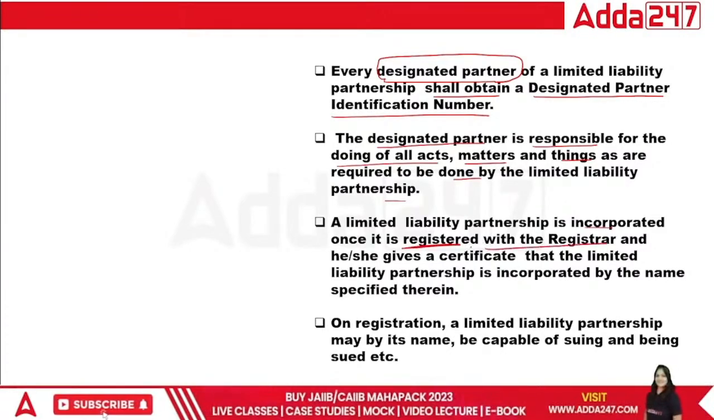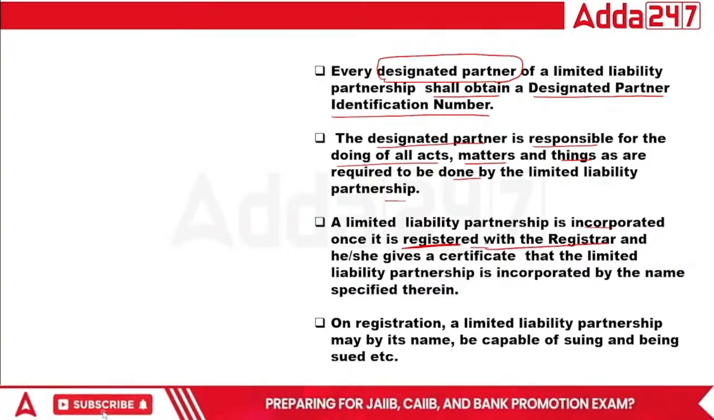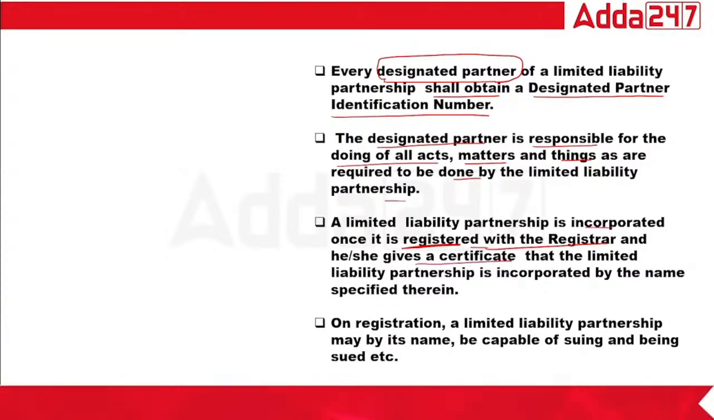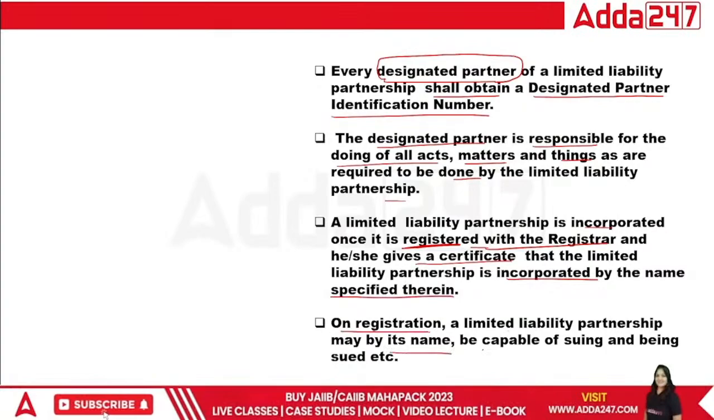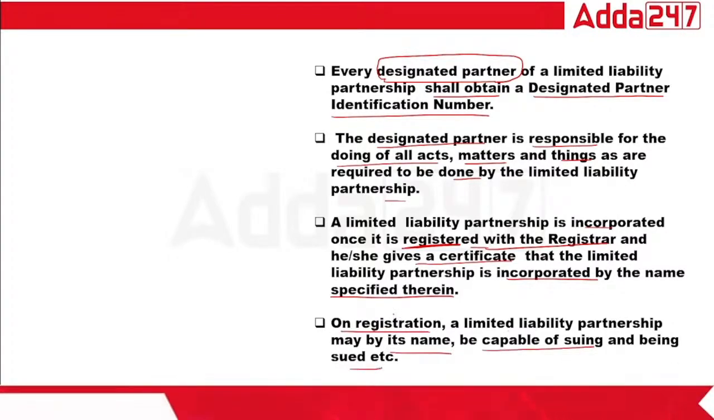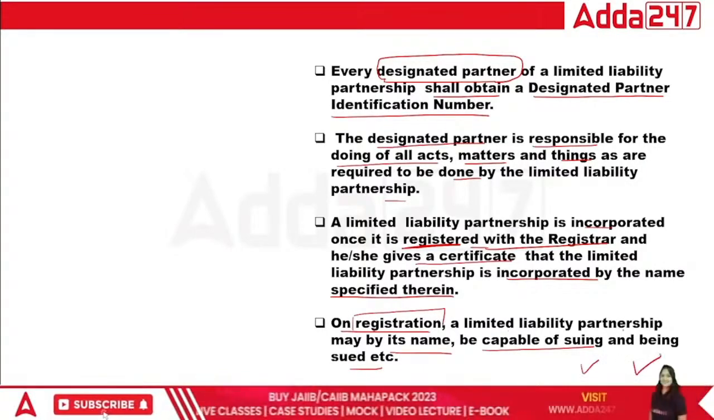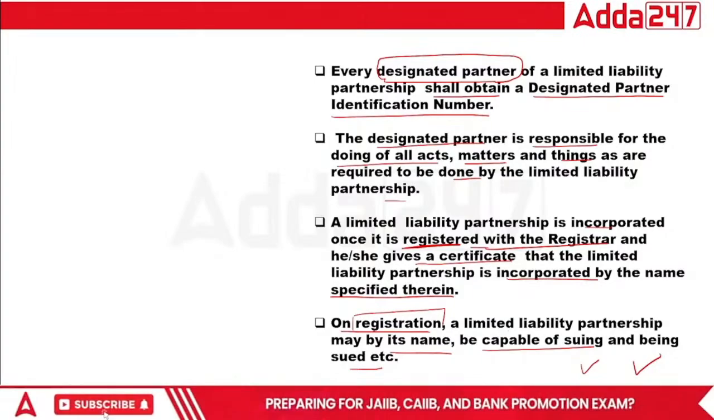It means in LLP also registration is compulsory just like the company. Okay, so LLP is incorporated once it is registered with registrar and gives a certificate that LLP is incorporated by the name specified. On registration, LLP may by its name be capable of suing and being sued. It means once it gets registered, we can file the case and LLP can also file the case. So this is the basic quality of LLP, guys. That is important.